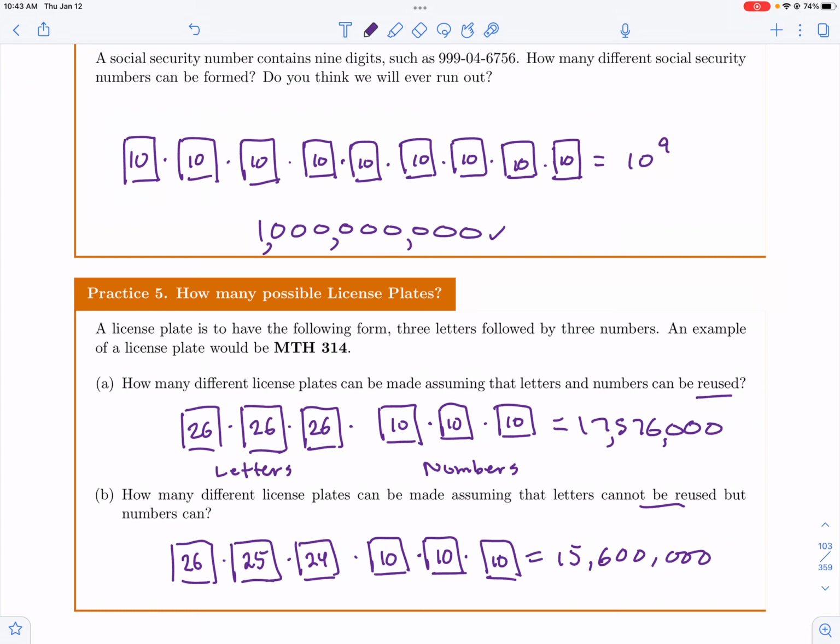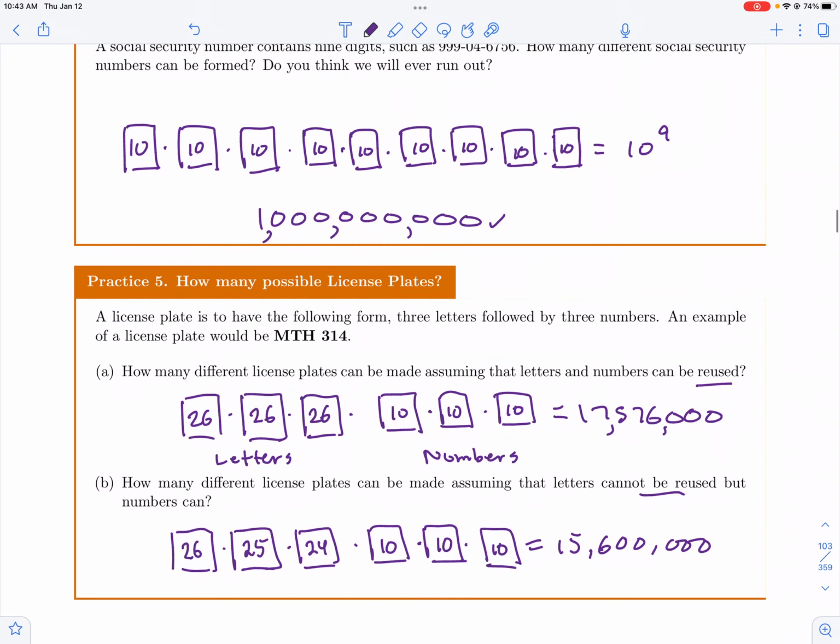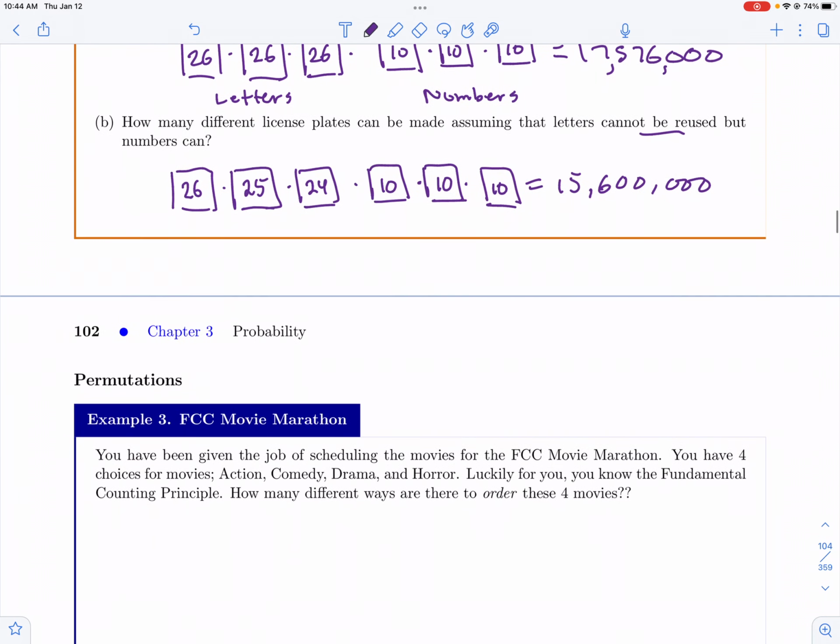So still a lot, but just by restricting whether you could reuse a letter or not, it dropped by almost 2 million the possible license plates that we could actually make. So even though we technically used the fundamental counting principle to answer part B, the fact that we were not allowed to reuse parts of it is actually what a permutation is. That's a good lead-in to what we want to talk about for this next section.